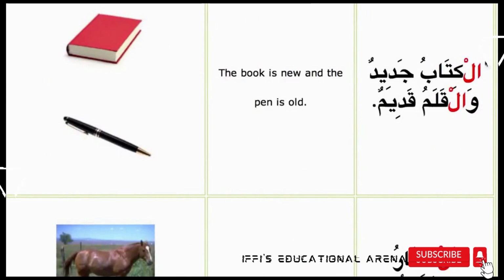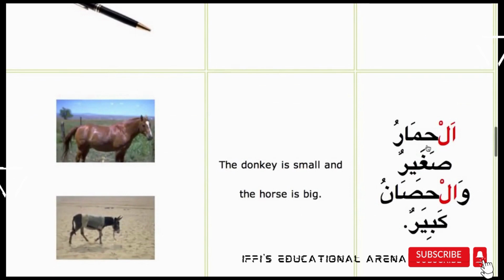So this is our take home lesson today, that mubtada at the beginning, when it is a proper noun, it will have al, dhamma is definite, khabar is indefinite. Al-kitabu jadidun, wal-qalamu qadimun. You see, al-himaru, the donkey, saghirun, means small, wal-hisanu kabirun, and the horse is big.